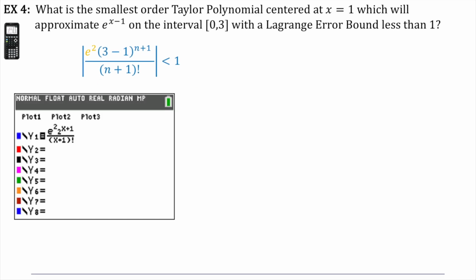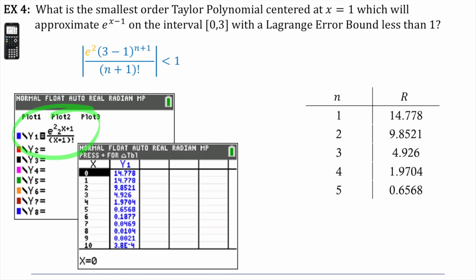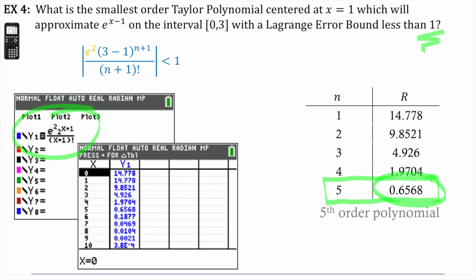Now, to figure out the smallest order Taylor polynomial, we need to know what n is. So your calculator comes in really handy for here. If you plug that into the equation editor, pull up a table, I can make it bigger for you. Right here, the remainder is less than 1. So we'll need a fifth order Taylor polynomial in order for our error bound to be less than 1. And that is the end of that Lagrange error bound.